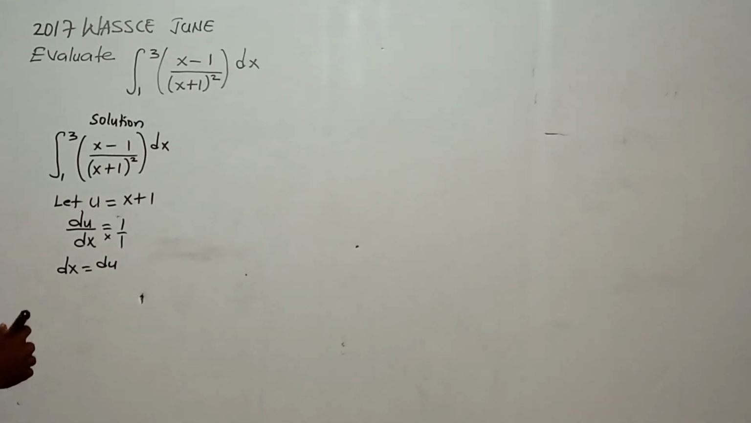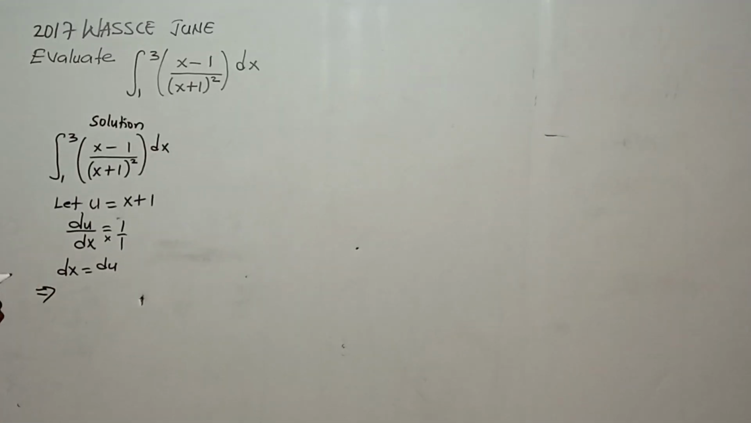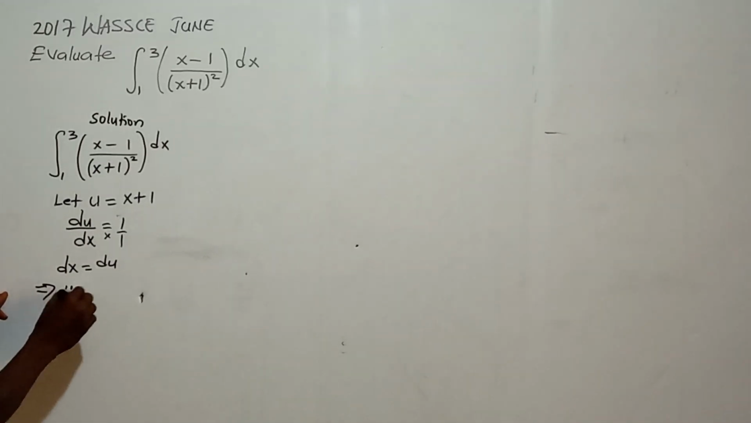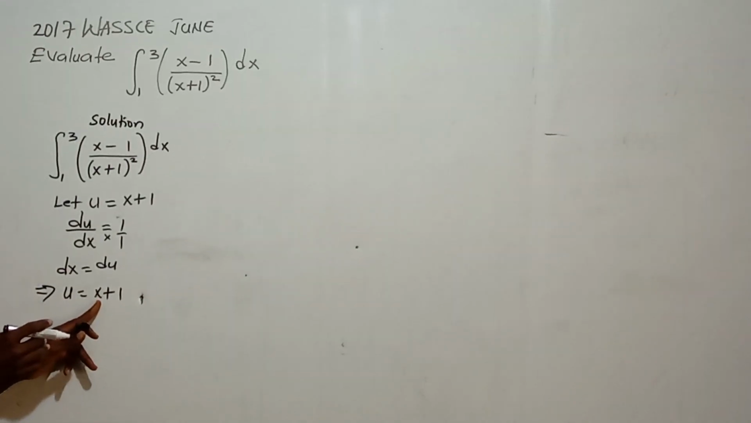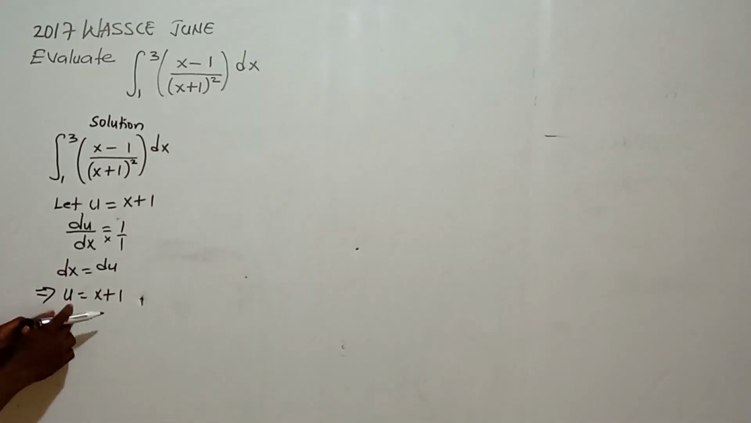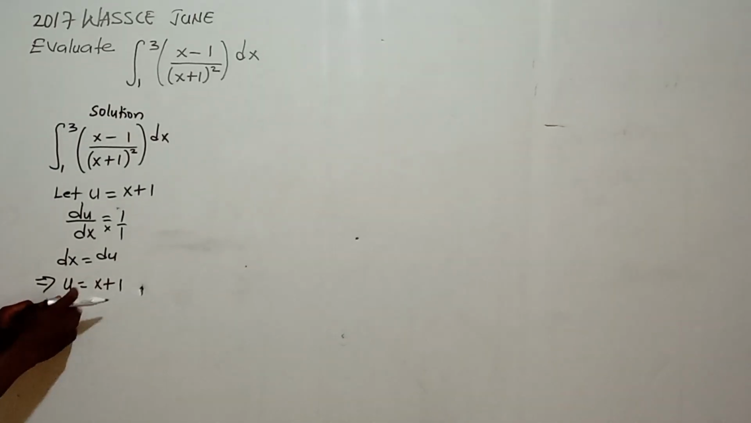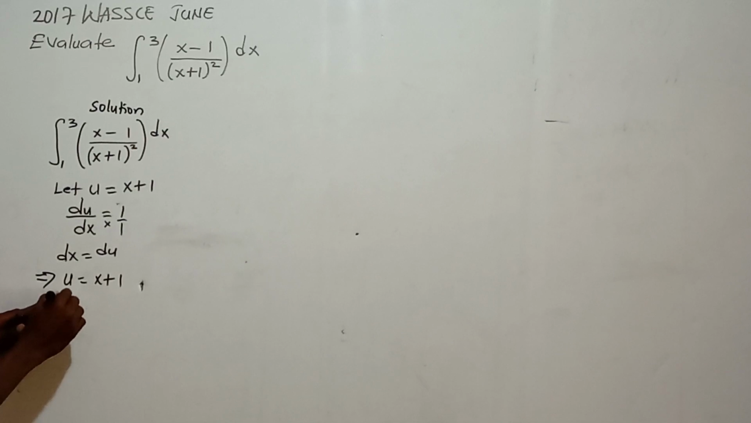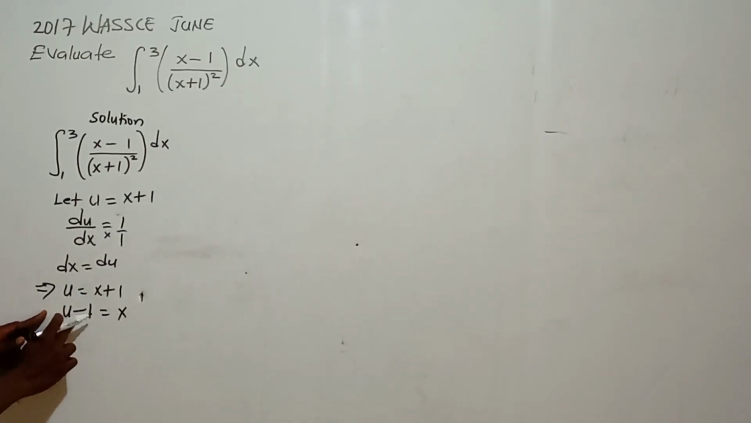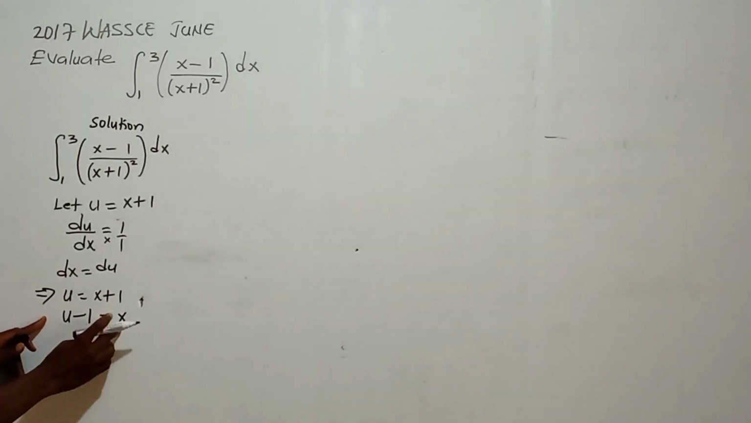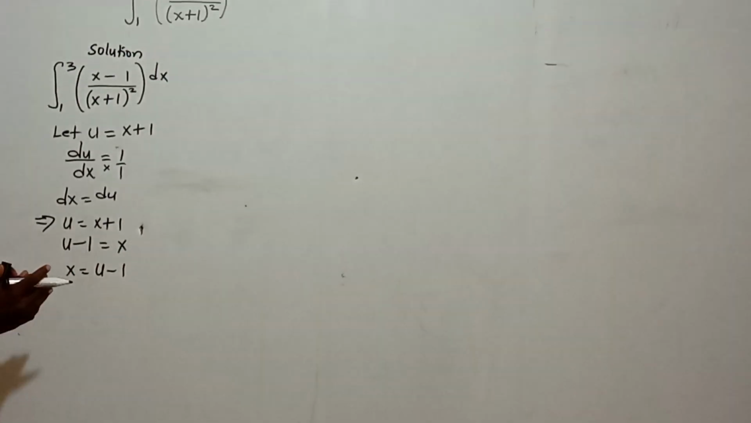So from this point, you say u equals x plus 1. Let us make x the subject of formula in this relation, because we're going to make use of the expression for x. So you say u minus 1 equals x. You transpose this one, right? So x equals u minus 1.